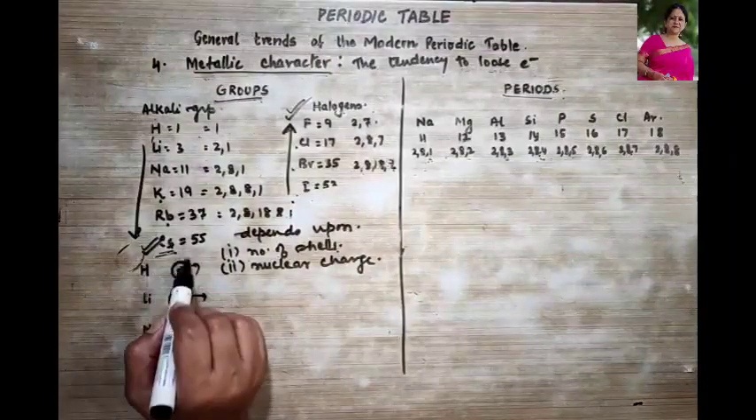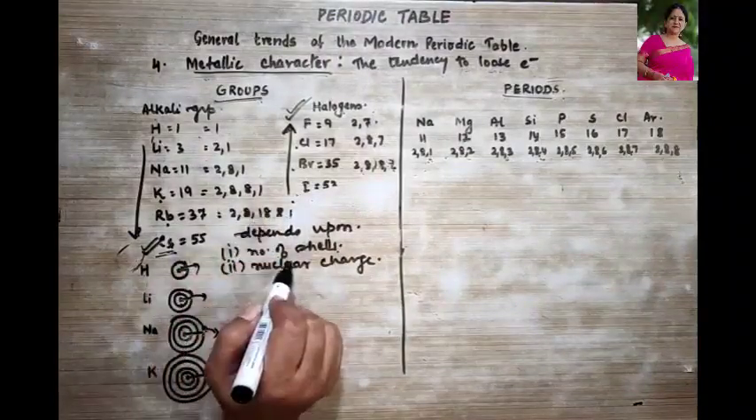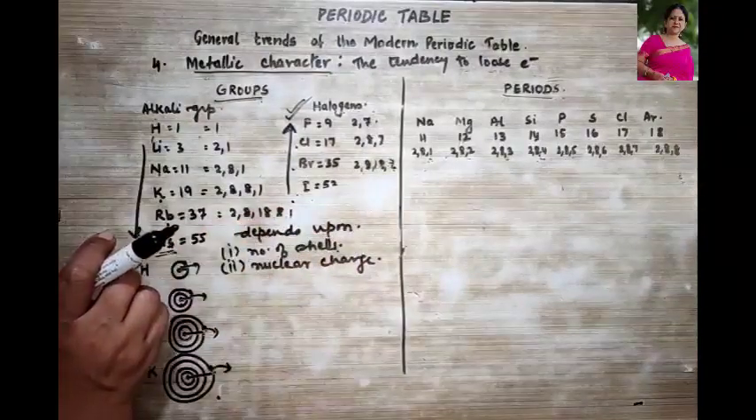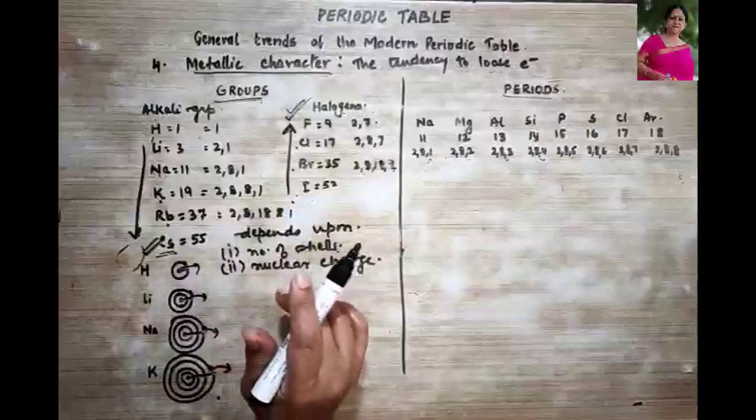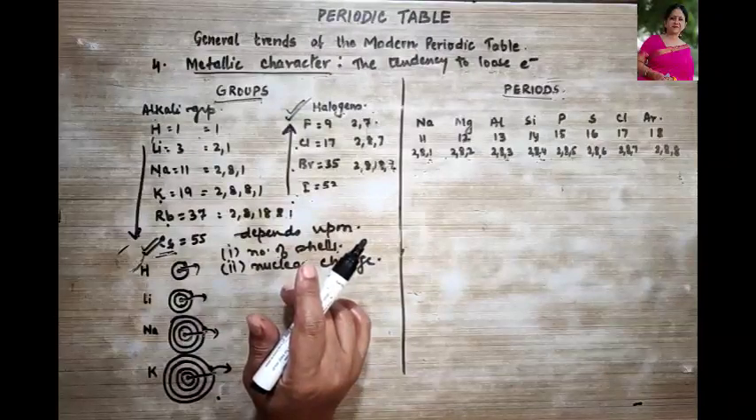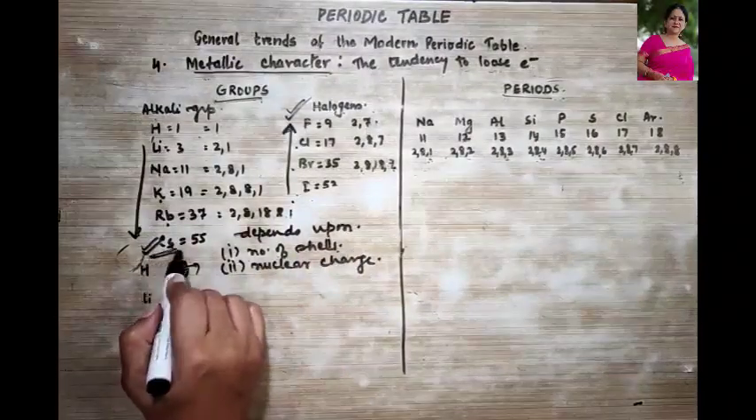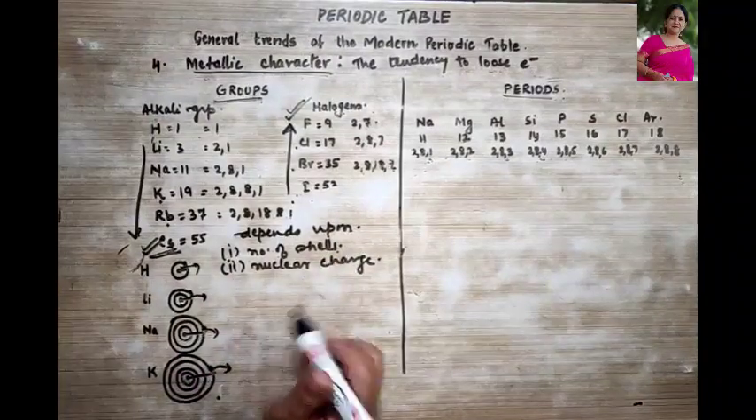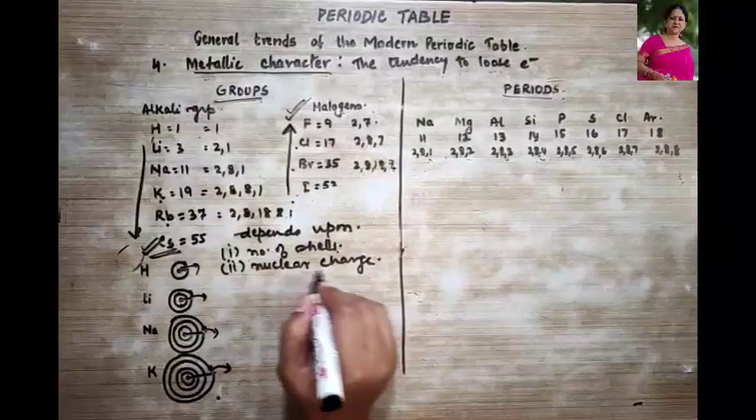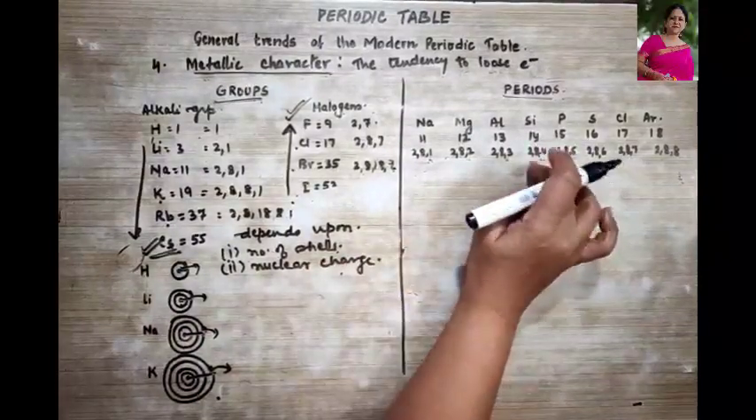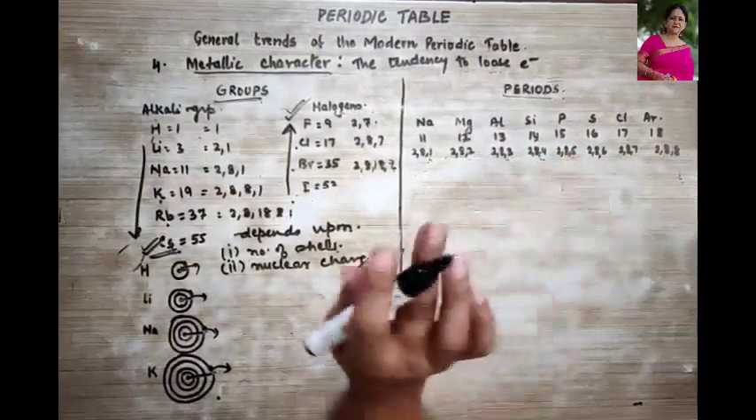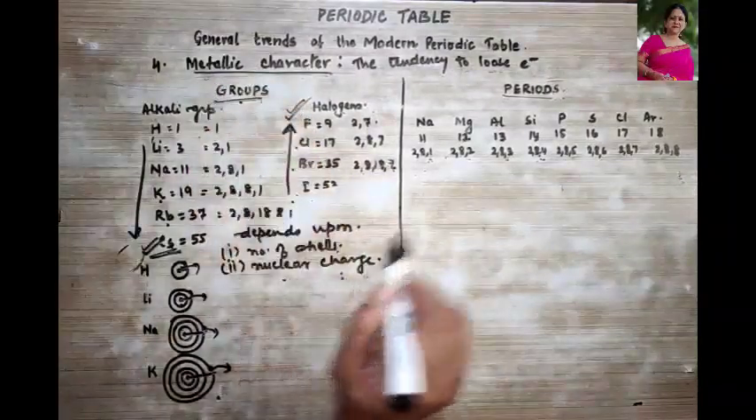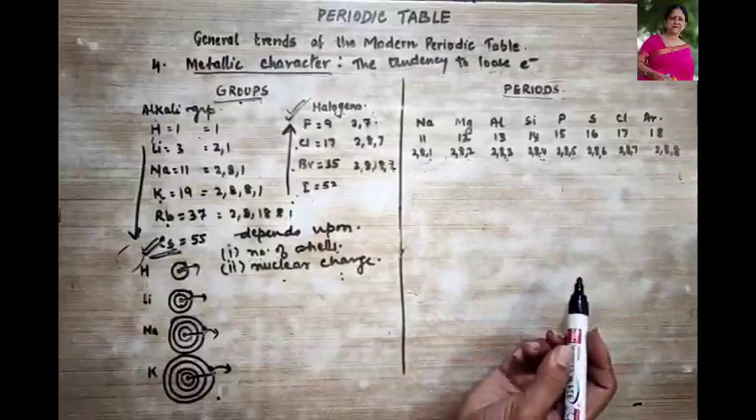Why? Because it has the maximum number of shells. Maximum number of shells means least nuclear pull, and therefore the electrons are easily lost, and therefore this is most metallic in character. Clear? Then we talk about nuclear charge. Now nuclear charge will be more effective in the period. One thing at a time. Number of shells is effective in the group and nuclear charge is effective in the period.